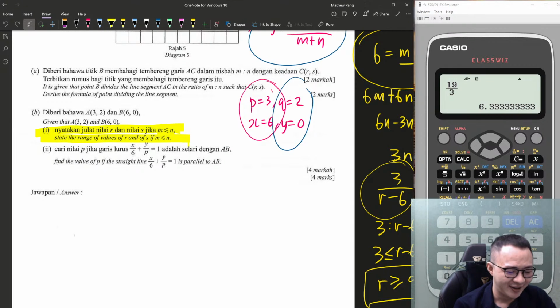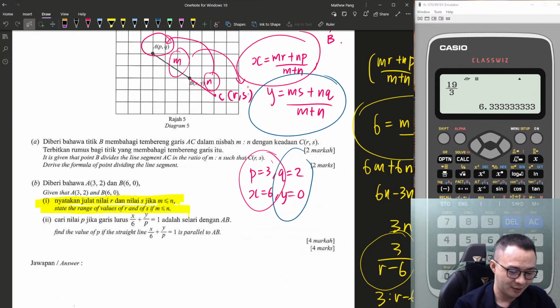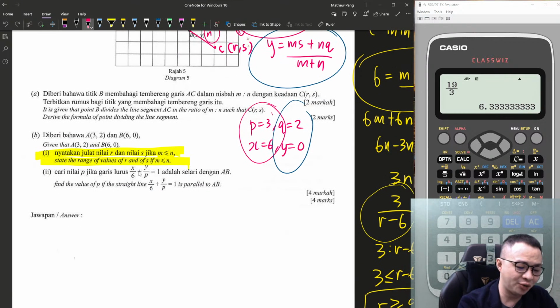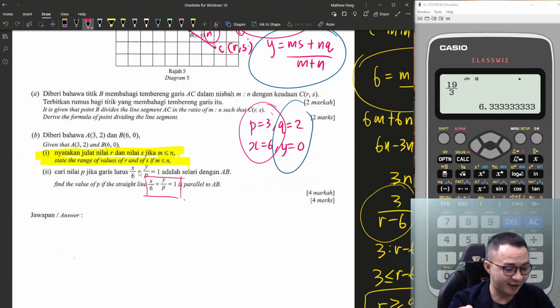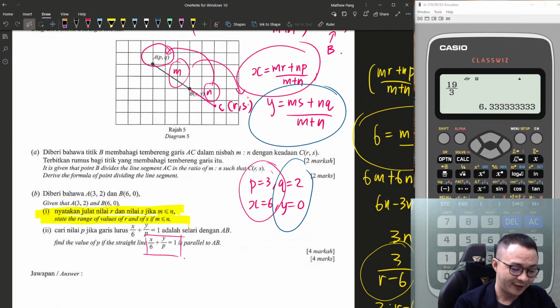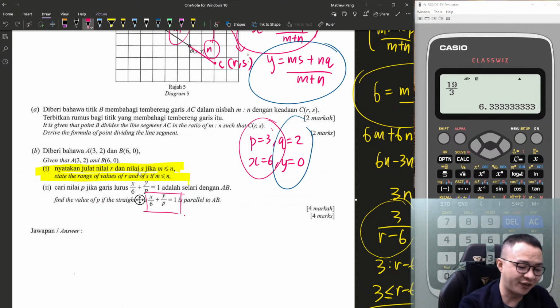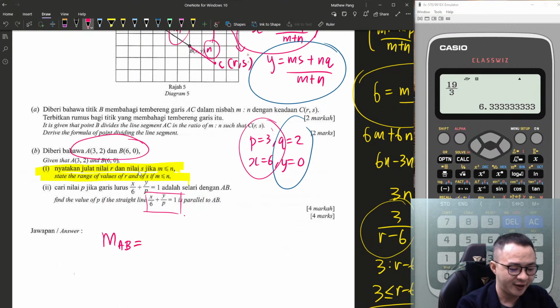Find the value of p if this straight line is parallel to AB. Okay. Parallel means what? Parallel means they have the same gradient, right? You should know this one is intercept form. So from the intercept form here, we can easily get our gradient. Then we can do parallel to that line. Okay, let's find the gradient of AB first. Since we have the coordinates already, the gradient of AB is y minus y over x minus x. So it's basically -2/3, isn't it? Yeah, -2/3. So this line is parallel to it.